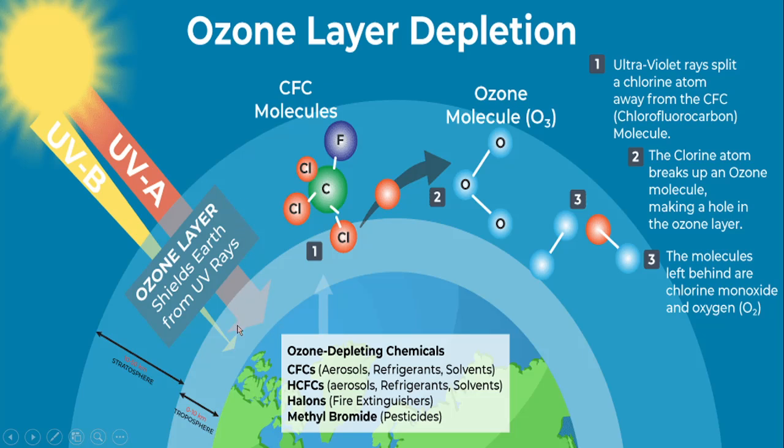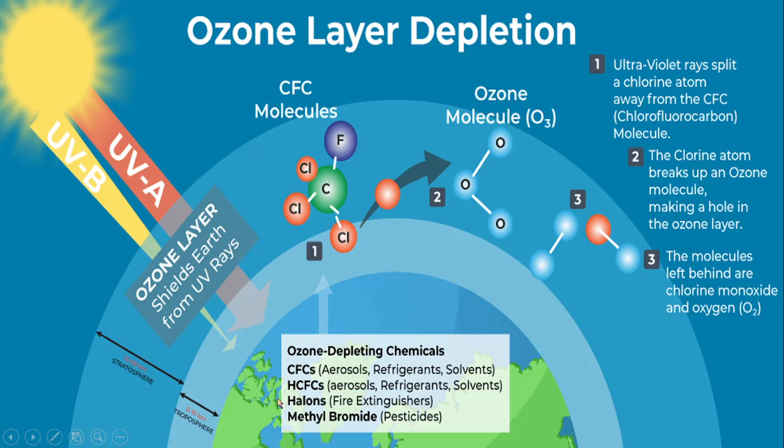Now what do we mean by ozone layer depletion? It means that the layer between the stratosphere and the troposphere is being depleted because of certain chemicals released from the earth, such as CFC, HCFC, halon and methyl bromide. How are they depleting it?